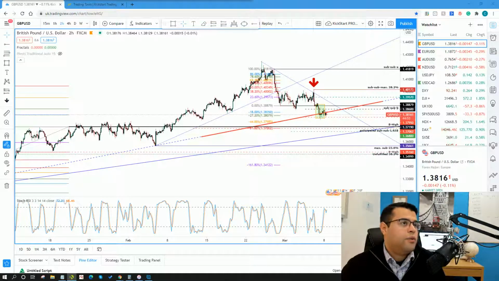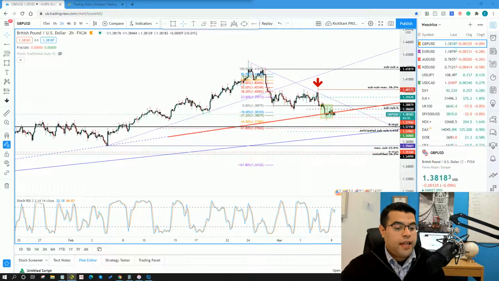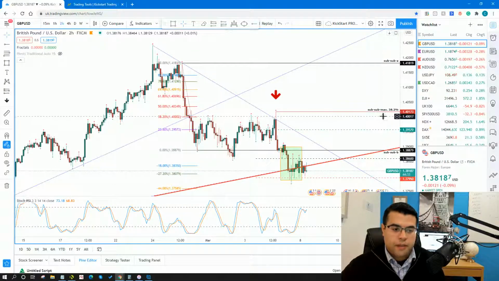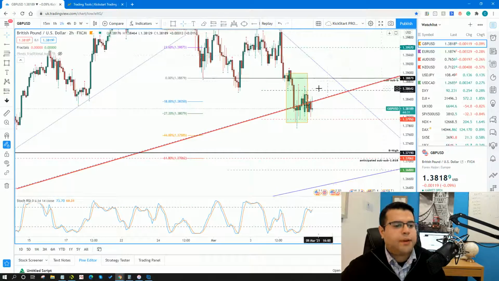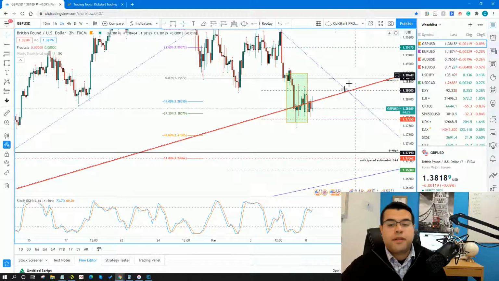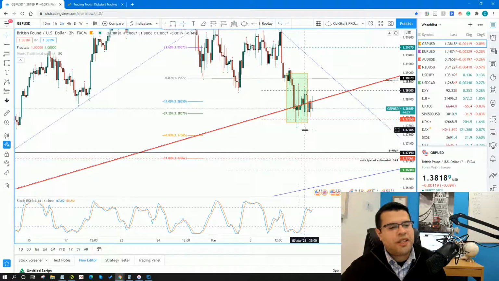No, sorry, 1.3881. So it's 81 pips in risk, and I'm looking to take this down to 136.80 with an entry sell stop at 13800. Okay, again, like I say, I've got the buy and the sell in at both times here. Whichever one takes me in first is obviously going to be the one I'm going to go with.